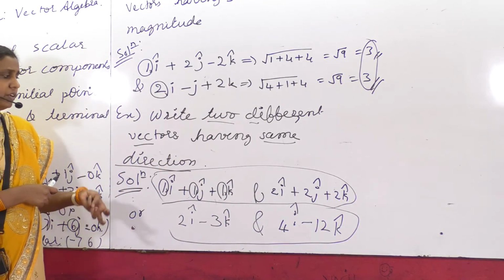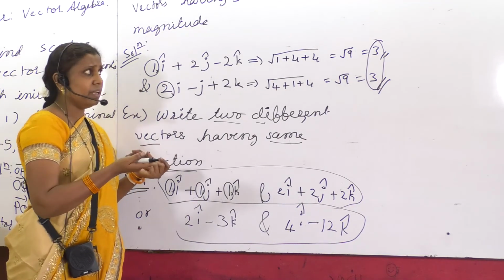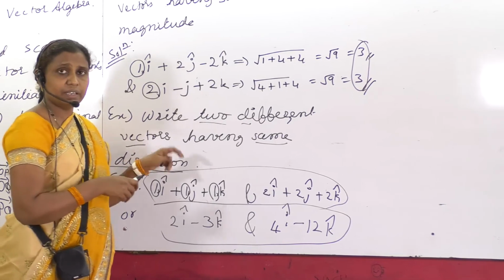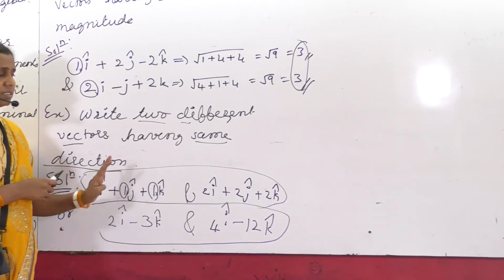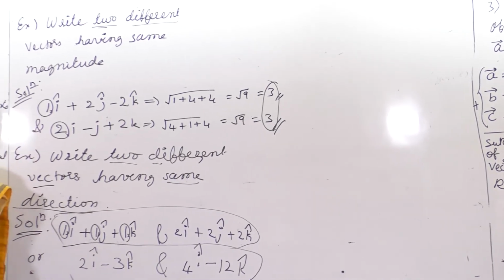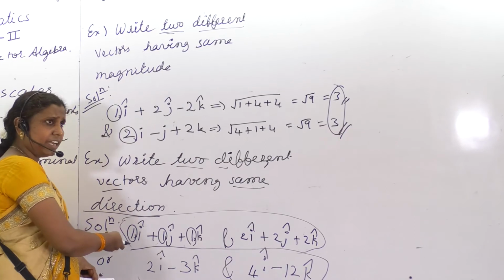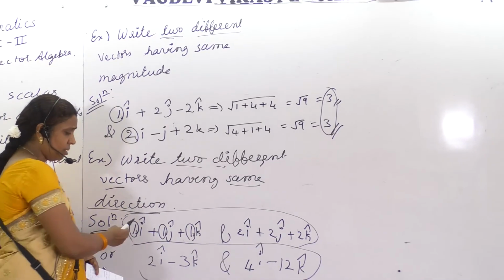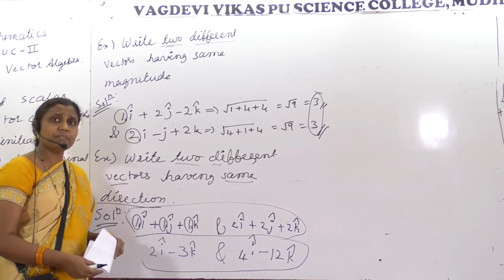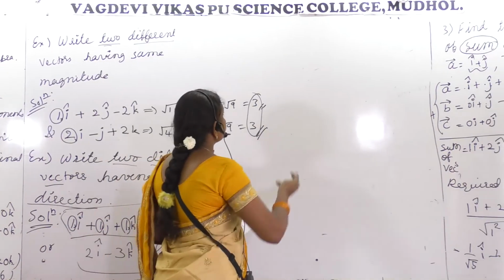Okay, but the magnitudes are different. They are asking about direction, no? Same direction. Magnitude, let it be the same, let it be different, anything, but the directions are the same. Got it? So this is one thing. You can take any kind of vector, no problem. With the same proportional components only you have to form the vector. It is not that you can take any of the components.